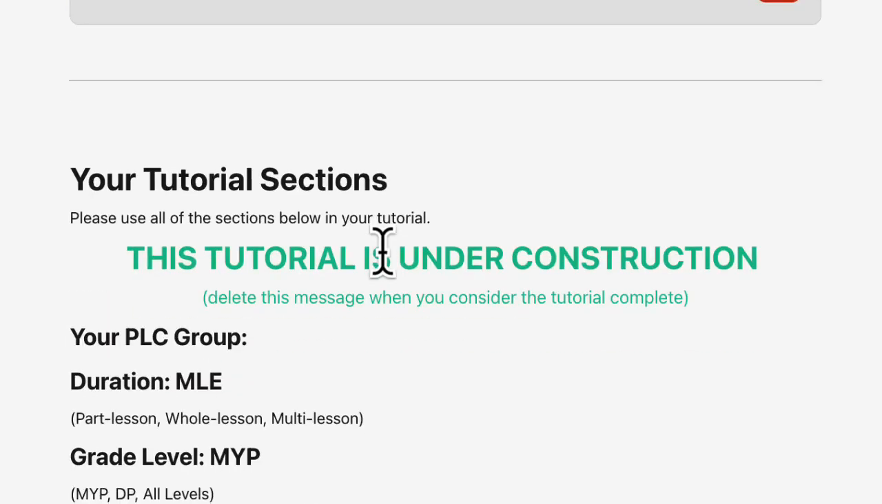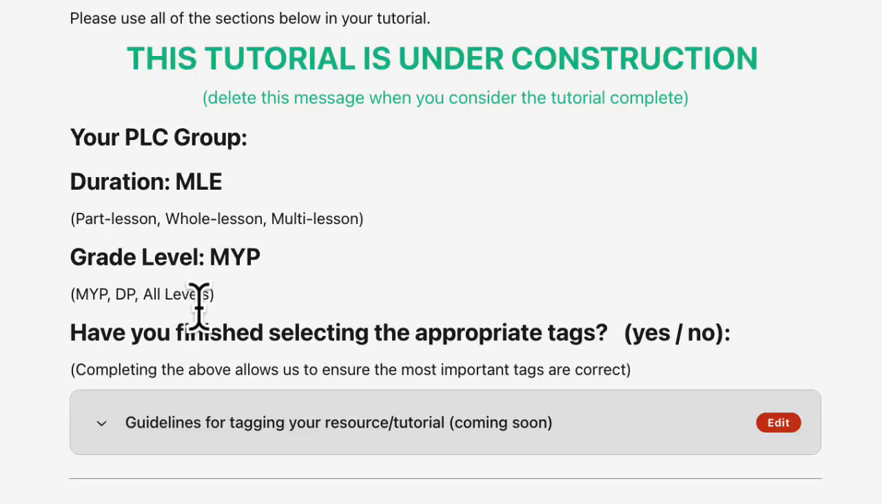Critical thinking on lab reports. So again, you delete these things. MYP, I don't know what MLE, multi-lesson.